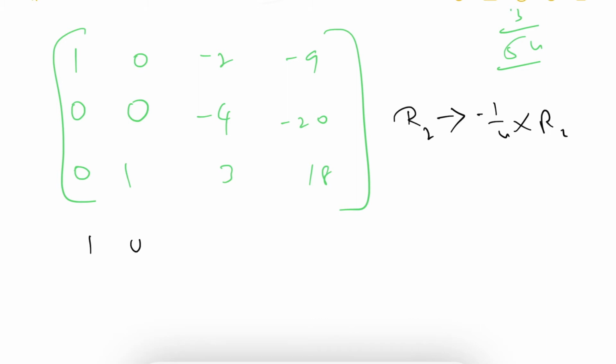So first row as it is, 0 1 0 minus 2 minus 9, then second row will become 0 into anything 0, 0 into anything 0, minus 4 into minus 1 by 4, minus minus cancel, 4 and 4 cancel, 1, and minus 20 into minus 1 by 4, minus minus cancel, 4 5s are 20, so remaining will be 0 1 3 18.